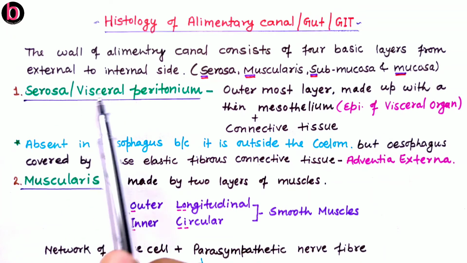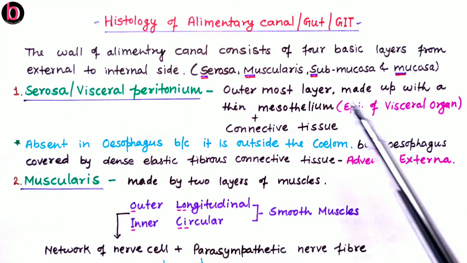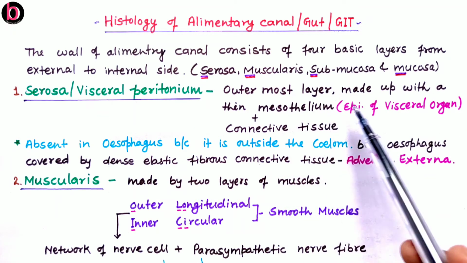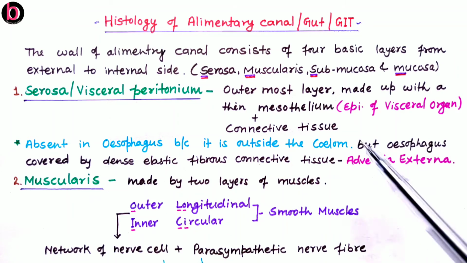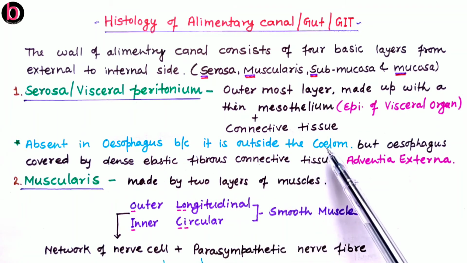The first layer, serosa, is also known as visceral peritoneum. As we discussed, this is the outermost layer made up of mesothelium, that is the epithelium of visceral organs, plus connective tissue. This serosa is absent in the esophagus region. Why? Because the esophagus is outside of the coelom, and in place of serosa it is covered by a dense elastic fibrous connective tissue known as adventitia externa.